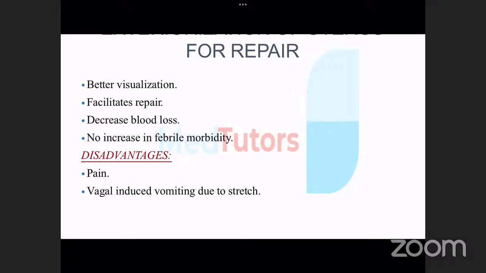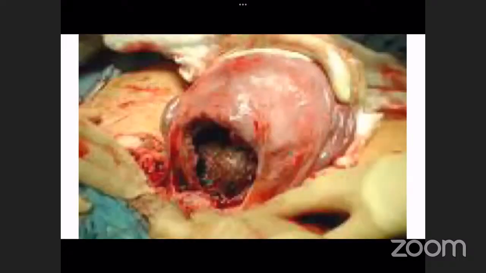On the other hand, repairing the uterus inside reduces the risk of adhesion, and reduces the risk of vagal-induced vomiting and the pain. So that's the advantage. But of course, it has poor visualization, so you have to have some experience before you start doing the repair inside. If you're starting, it's better to bring the uterus out.